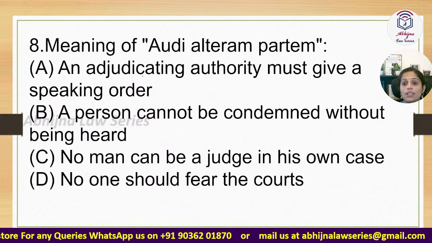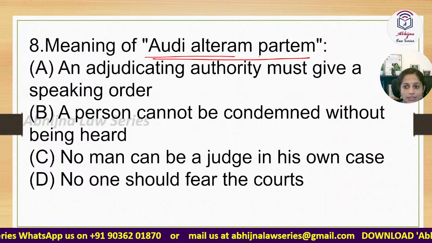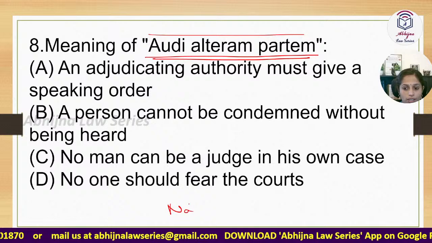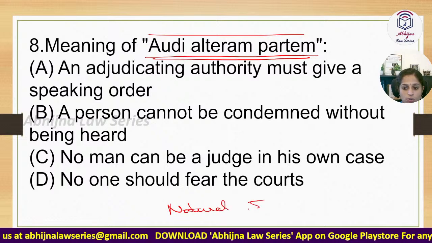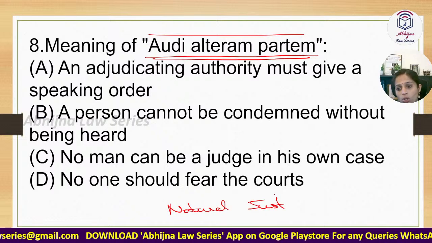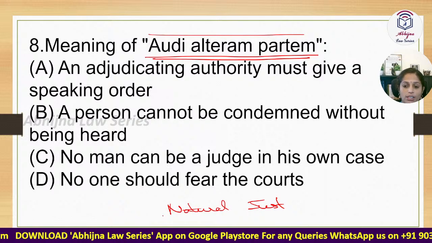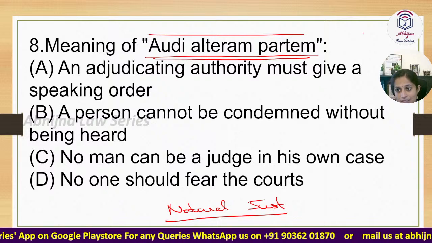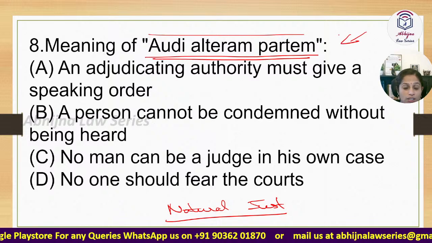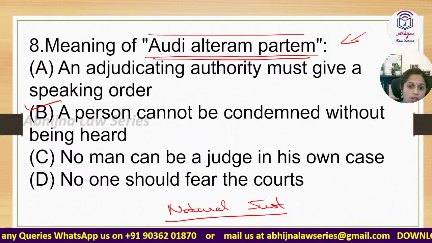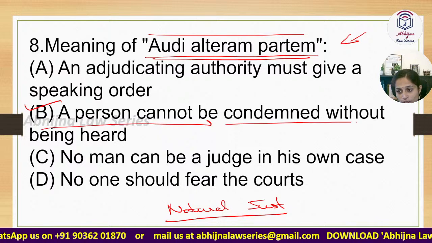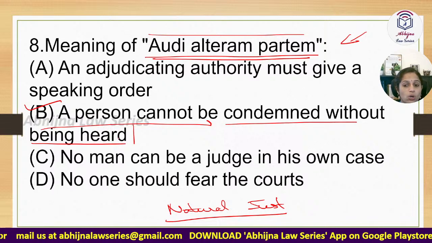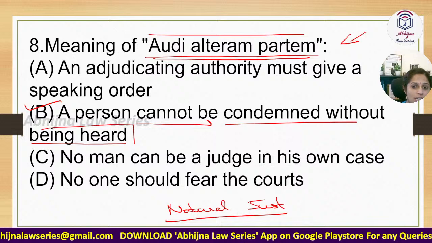Next one: meaning of audi alteram partem. This is the basic principle of natural justice. There are two rules: the judge cannot be biased, he cannot be a judge in his own case, that is one rule; and the other is that no one should be condemned unheard. This is the principle, and for that reason the show cause notice and hearing are done in a proceeding, to ensure natural justice. So, B is the answer here.